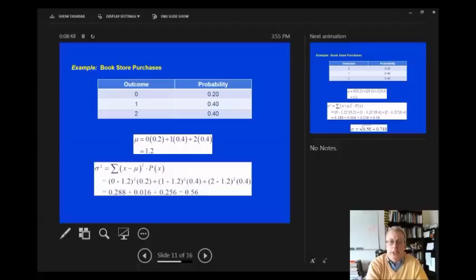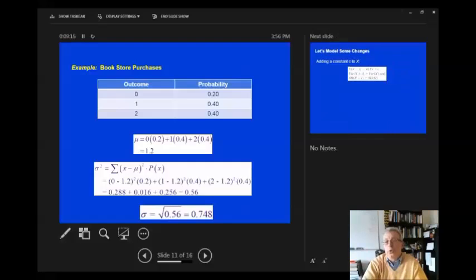Now to take that again a step further, we'll calculate the variance by subtracting the outcome from the mean, so 0 minus 1.2, 1 minus 1.2, and 2 minus 1.2. We'll square those results and then multiply each one times their respective probability, sum those up, and I get 0.56. Now that's starting to look like a relatively small amount of variation compared to the mean, which is absolutely true.